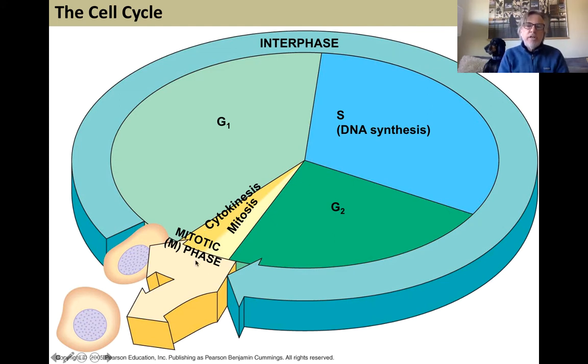Now, in recent years, let's say the last 40 years or so, interphase has been broken down into several other components, the so-called G1, S, and G2 phases. G1 literally stands for the first gap phase, G2 for the second gap phase, and S for the synthesis or the DNA synthesis phase. So let's take a look at these in a little more detail.